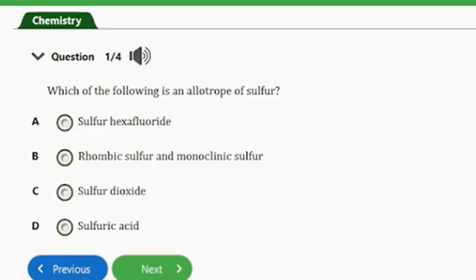It says, which of the following is an allotrope of sulfur? We have A, sulfur hexafluoride. We have B, rhombic sulfur and monoclinic sulfur. We have C, sulfur dioxide. We have D, sulfuric acid. The answer to this question will be option B, rhombic sulfur and monoclinic sulfur. Sulfur exhibits allotropy with 2 well-known allotropes, the rhombic sulfur and monoclinic sulfur. So that's it for that question.